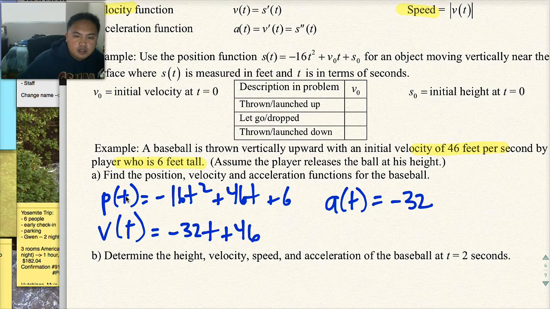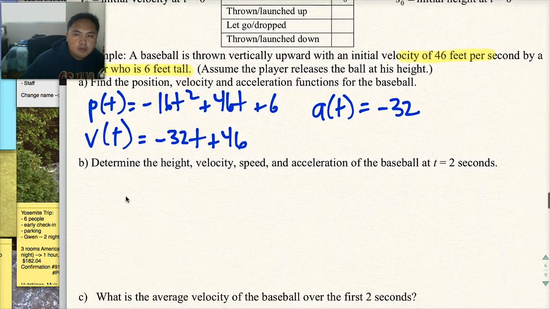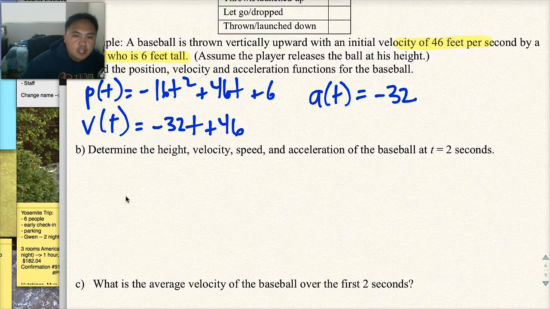Okay. Next, the question asks, and this is where people get confused, what's the height, velocity, speed, and acceleration at time equals 2 seconds? Okay. So they're basically saying when time equals 2, find all four of these. Okay. So let's start with the position. Where is the baseball at 2 seconds? Well, let's go to the position and plug in 2. 2 squared is 4, times negative 16 is negative 64.